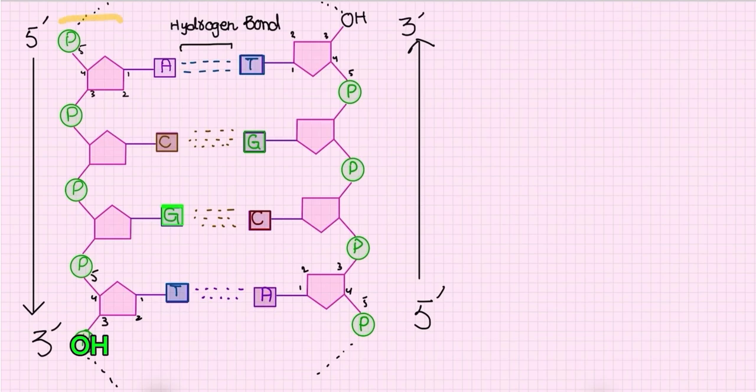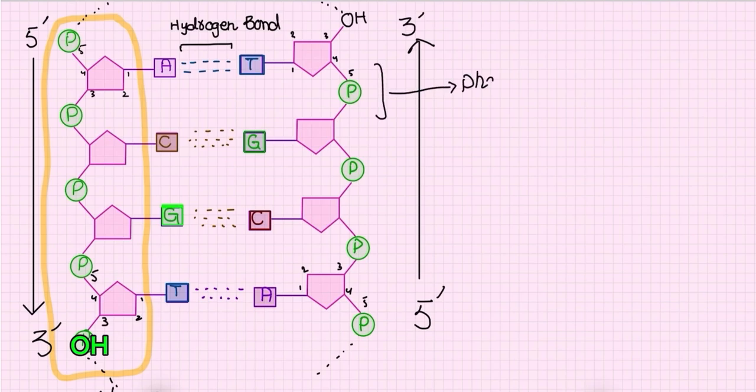Okay, so both the phosphate group and pentose sugar make the backbone of a DNA molecule. The two strands of a DNA molecule join together with the help of a hydrogen bond. But the nucleotides in a single strand of a DNA molecule join with the help of a phosphodiester bond.